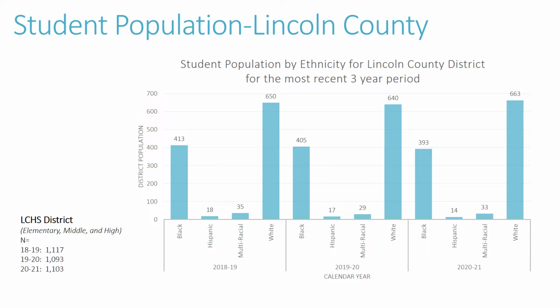The student population for Lincoln County pretty much mirrors the state, with the top 2 ethnic groups being white and black. Our third largest ethnic group, however, is multiracial. In Lincoln County, our student percentage for white students is 58% in 18-19. It moves to 62% in 19-20 and fluctuates 4 percentage points to 60 in 2021. The student percentage for black students is 37% in 18-19, remaining the exact same for the 19-20 year, and drops only 1 percentage point to 36 in 2021.